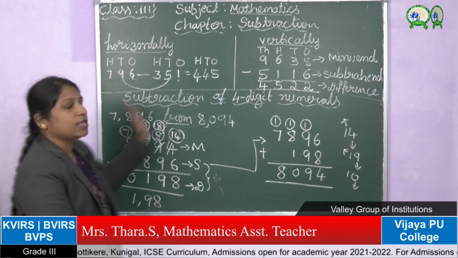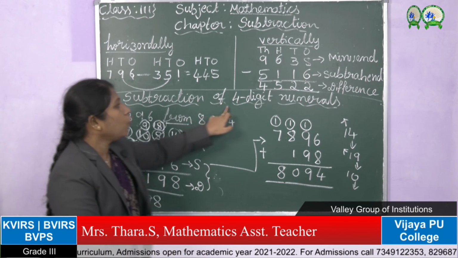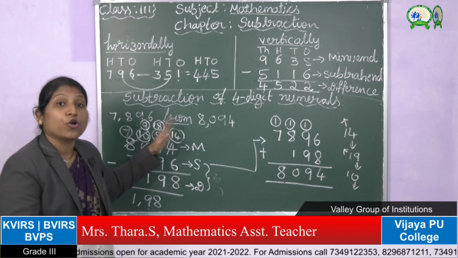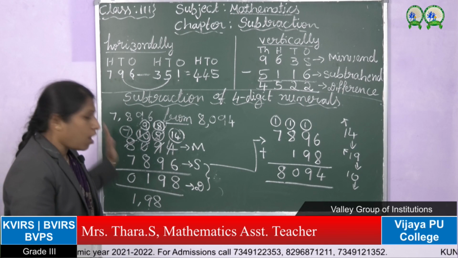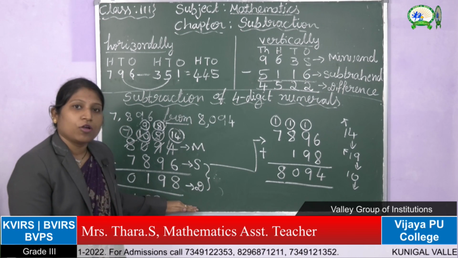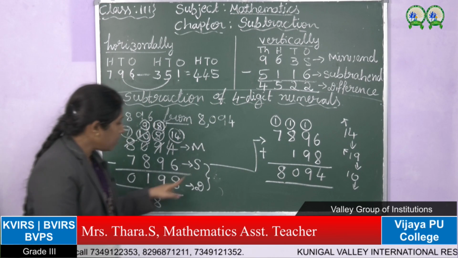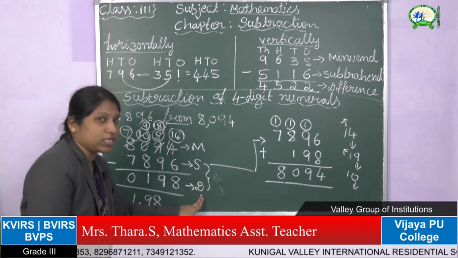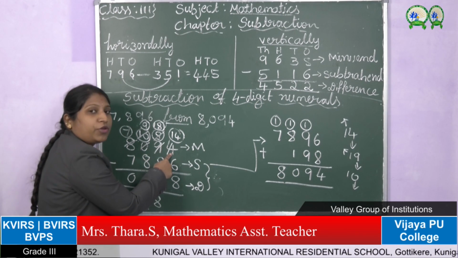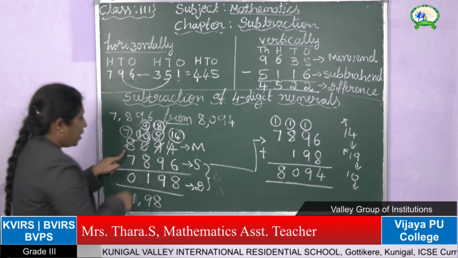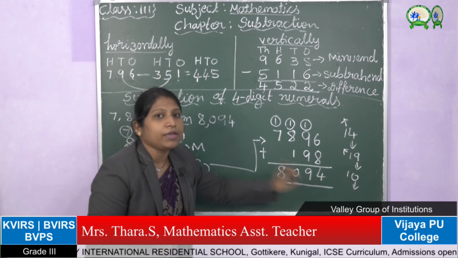Yes or no? This is the method to subtract 4-digit numerals by borrowing. And then how to check whether the answer is correct or not? You have to take the subtrahend and the difference. If you add these two, you will get the minuend. So we have the minuend 8094.